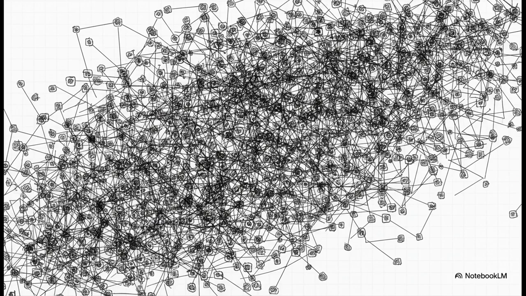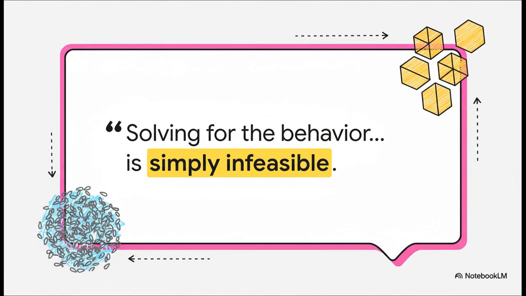The internet, for example, has billions of nodes, computers, routers, servers. Trying to analyze the exact state of all of them at the exact same time is a total computational nightmare. So the crucial point here is that a direct, piece-by-piece approach is often, as the saying goes, simply infeasible.